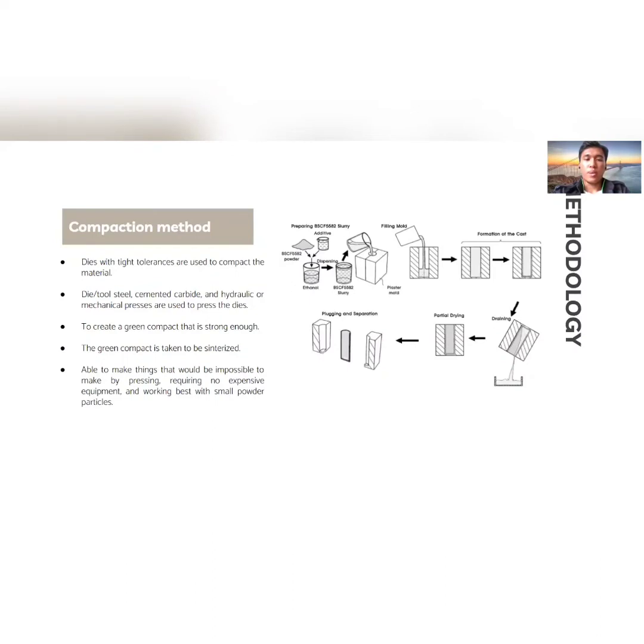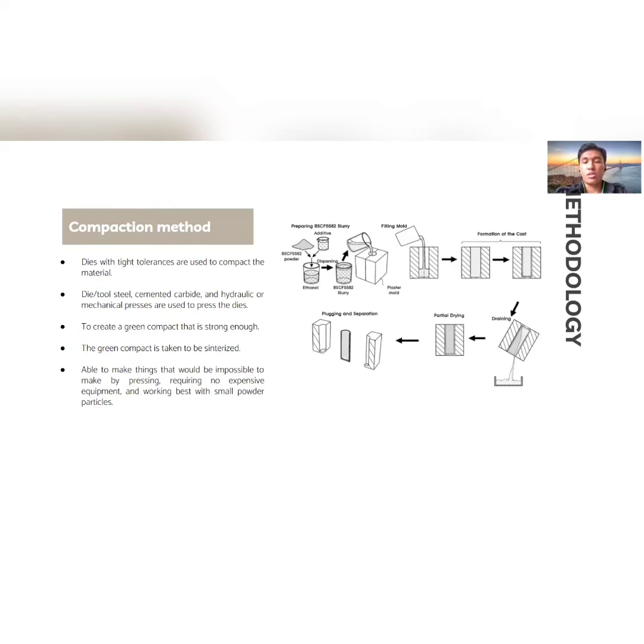For the compaction method, dies with tight tolerance are used to compact the material. Die tool steel, cemented carbide, and hydraulic or mechanical presses are used to press the dies. The primary goal of compaction is to create a green compact that is strong enough to survive the subsequent handling operation. After that, the green compact is taken to be sintered. To strengthen the green strength, additives are added.